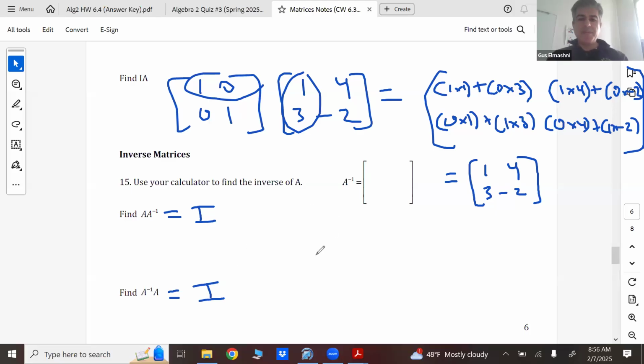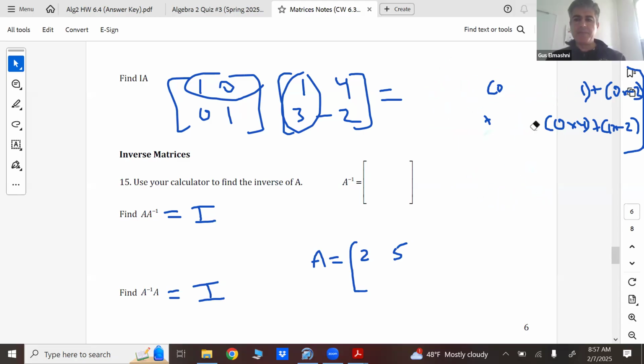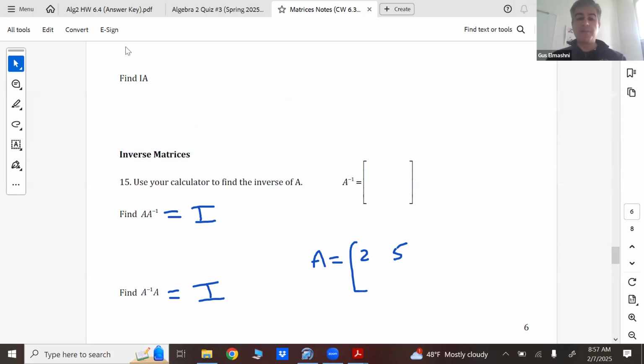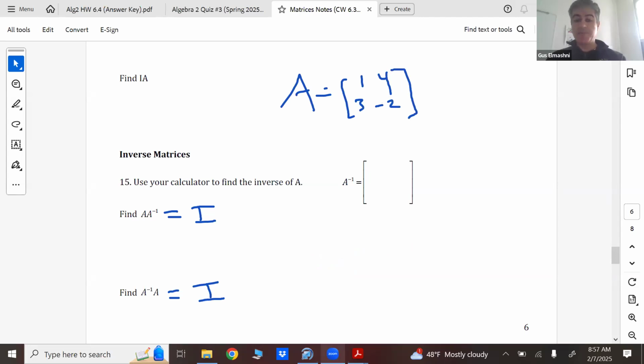So, for example, let's use the A that we've been using right now. What was our A value again? 1, 4, 3, -2. Okay, let's raise that to the -1 power and see what the calculator says.